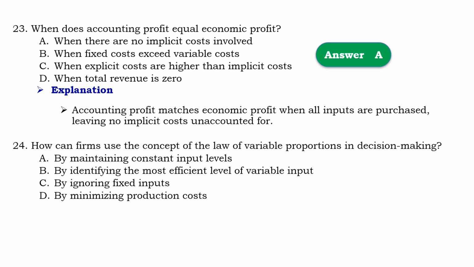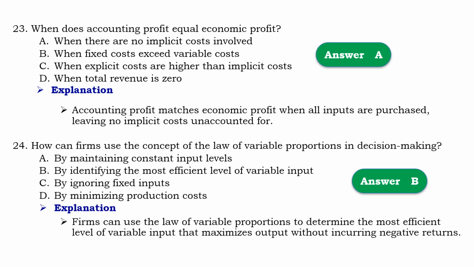Firms use the law of variable proportion by identifying the most efficient level of variable input. It means that a firm can use the law of variable proportion to determine the most efficient level of variable input that maximizes output without incurring negative returns.